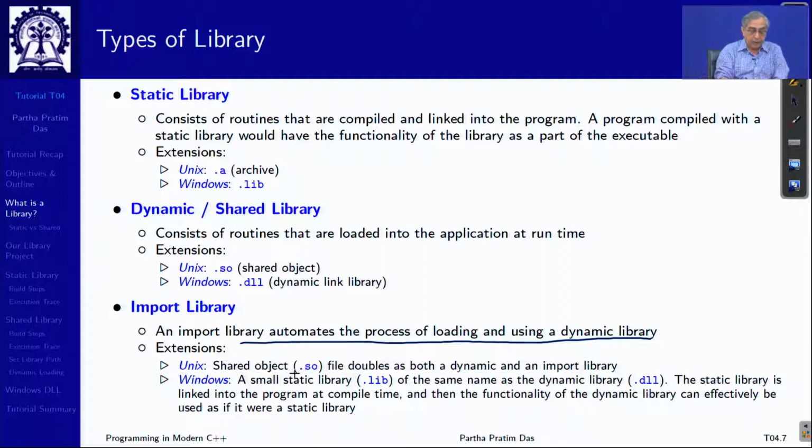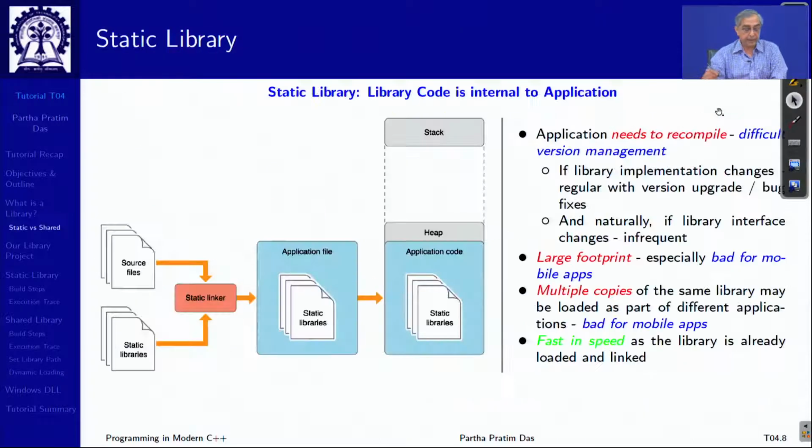So, .so in Unix doubles as both dynamic as well as import library, whereas in Windows a small static library will be created by the same name as the dynamic library. We will explain why we need this. So, the DLL needs to be there, but there may be an additional small static library which tells you what all you need to find in that library.